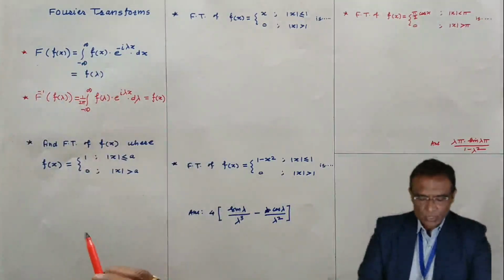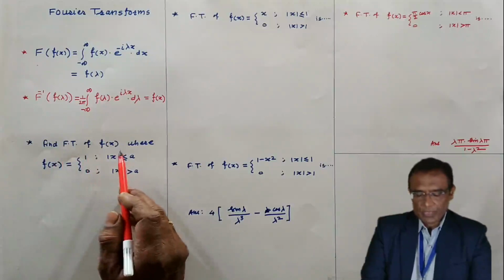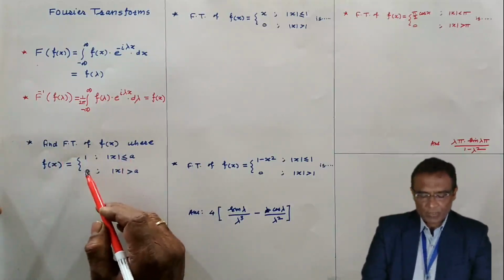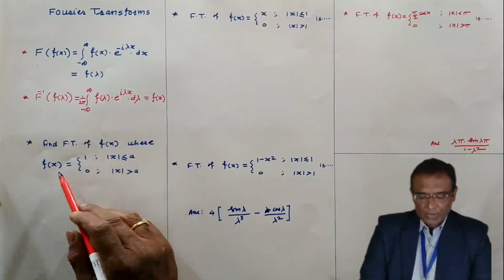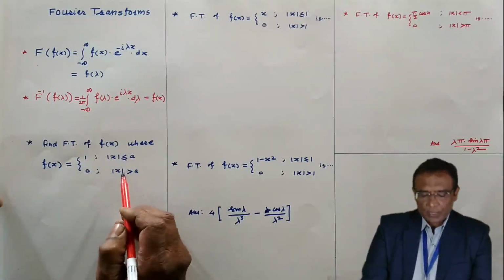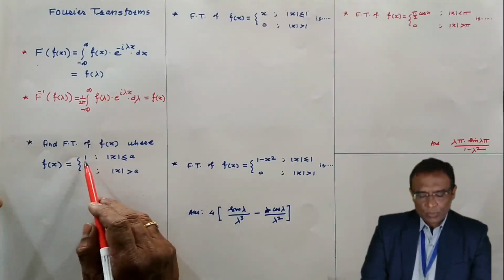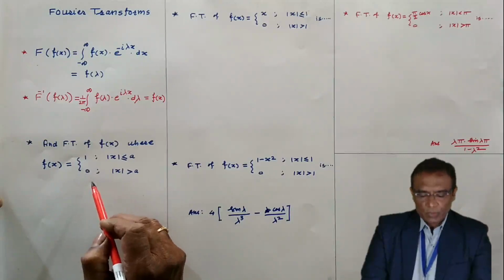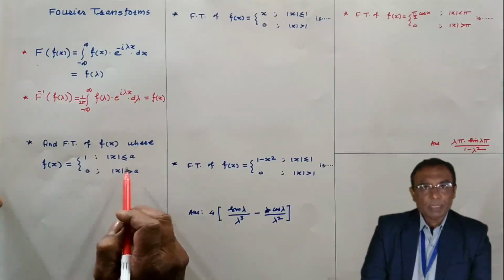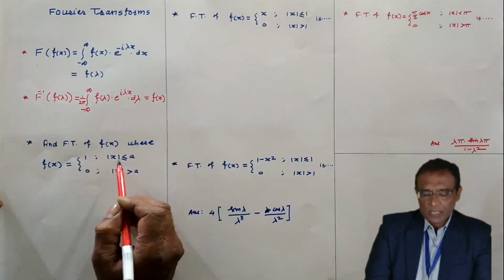Now some short answer questions on the Fourier transform. Find the Fourier transform of f(x), where f(x) is defined in this way. f(x) is 1 for this interval and f(x) is 0 for this interval. So we are interested in the values of f(x) which are non-zero, because for zero value the integral will be 0, so it will not have any use here mathematically. So f(x) equals 1 for |x| less than a.